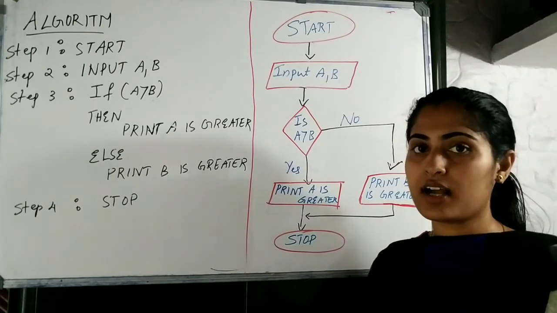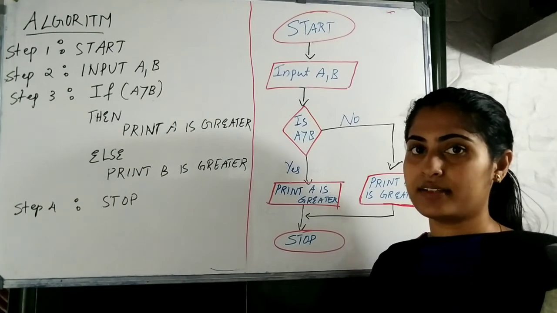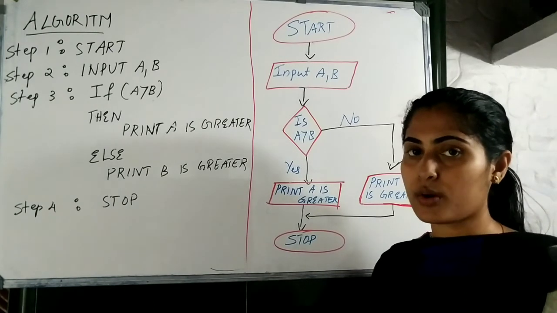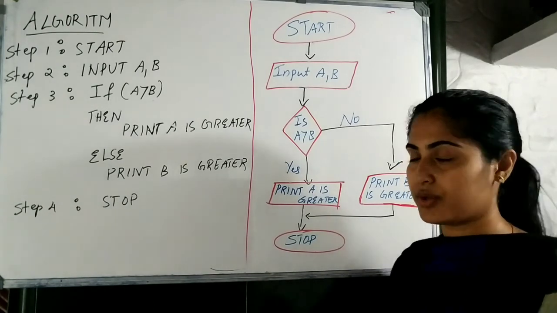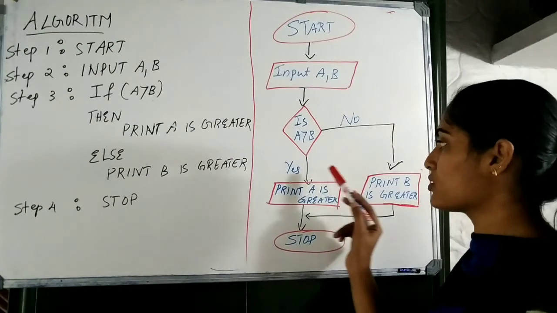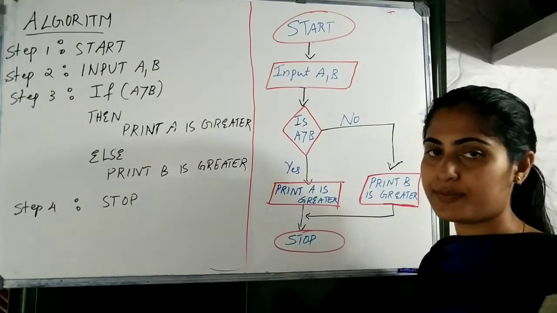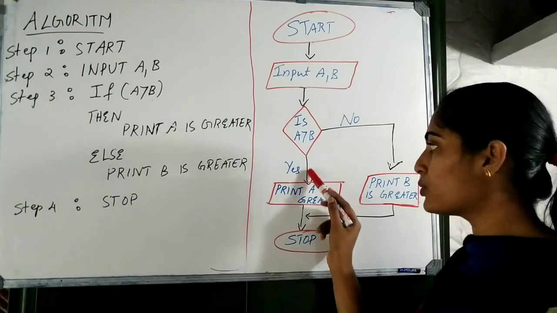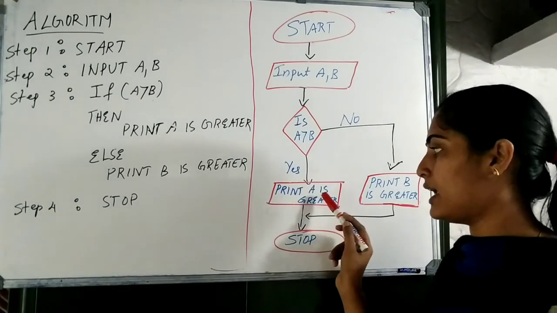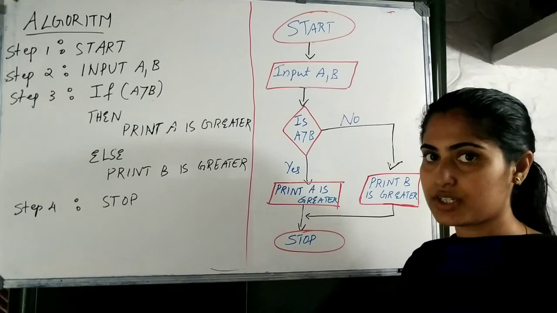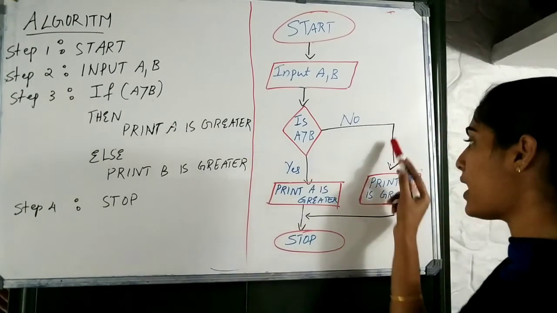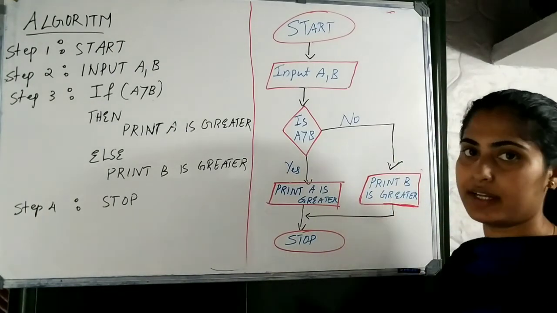And since this is a condition, there can be two possibilities. Either my answer can be true or my answer can be false. So I am drawing two arrows. The first arrow is for yes and the second arrow is for no. If my condition is true, I'll go on to this arrow and print A is greater. If my condition is false, I'll go on to the no arrow and print B is greater.